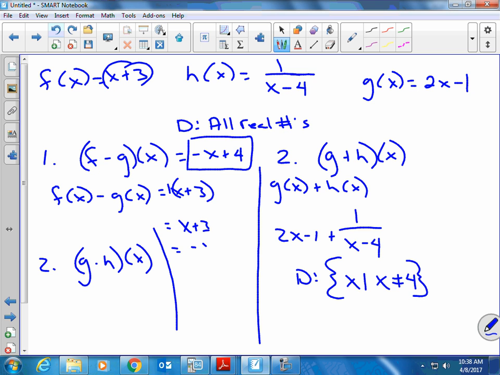Okay. I think that is good for composition of functions. Hope that helps.